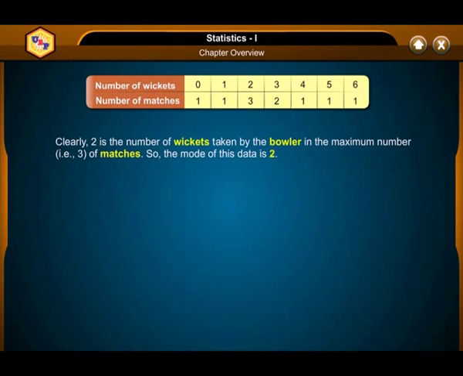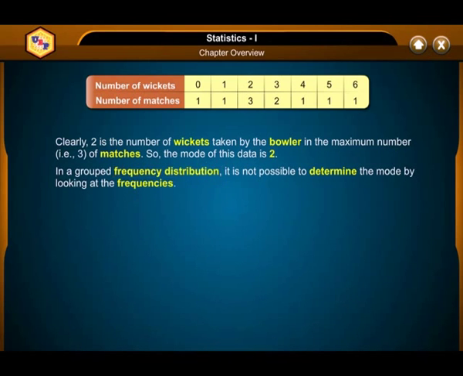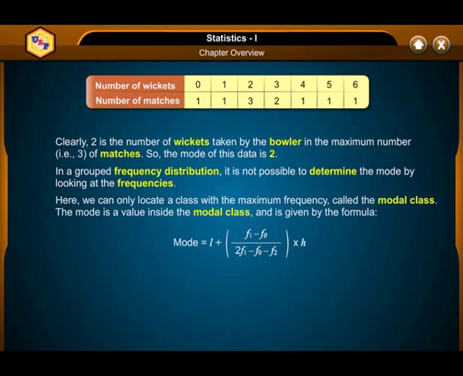Clearly, 2 is the number of wickets taken by the bowler in the maximum number, that is 3, of matches. So the mode of this data is 2. In a grouped frequency distribution, it is not possible to determine the mode by looking at the frequencies. Here, we can only locate a class with the maximum frequency called the modal class.